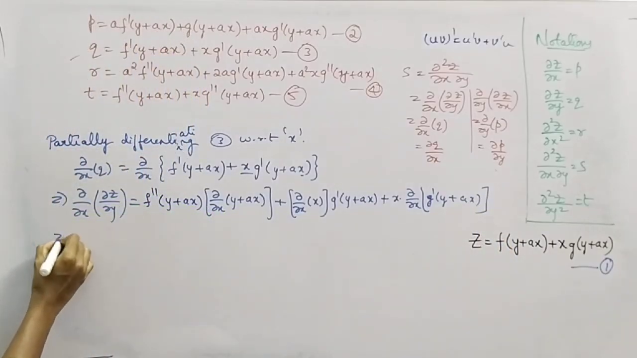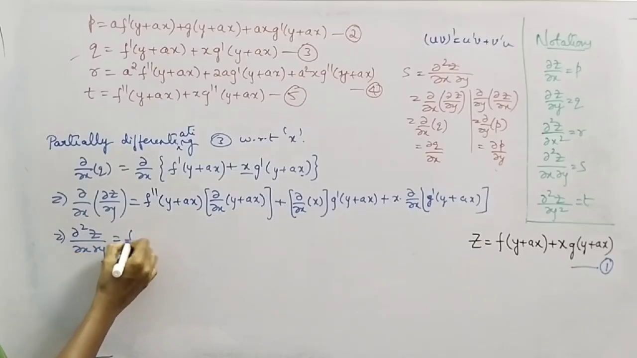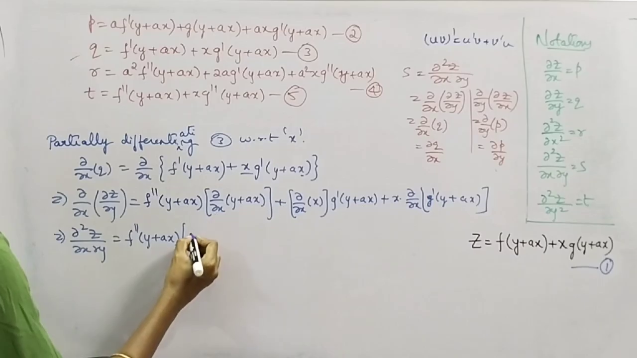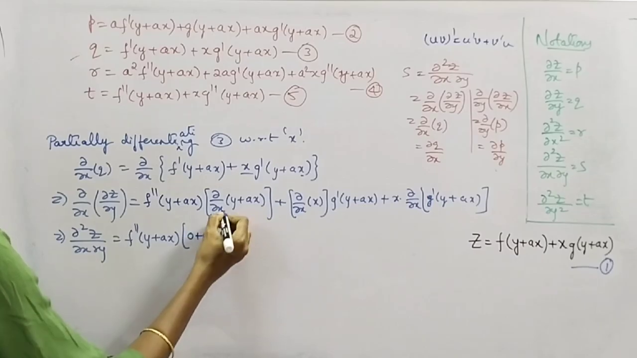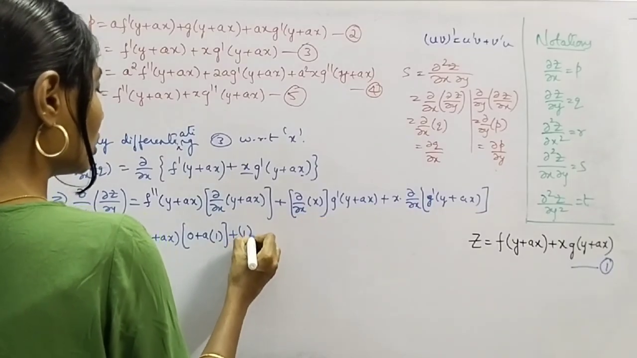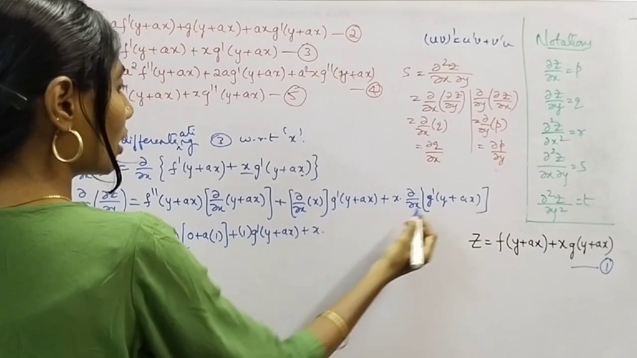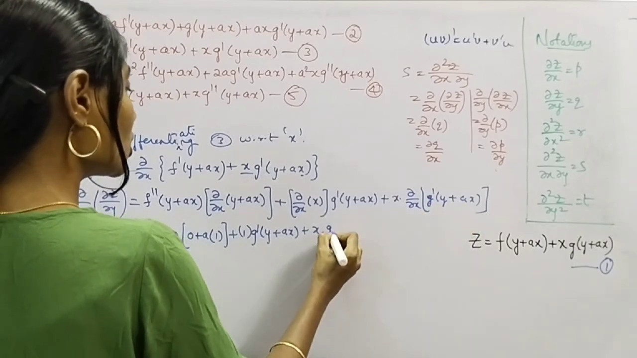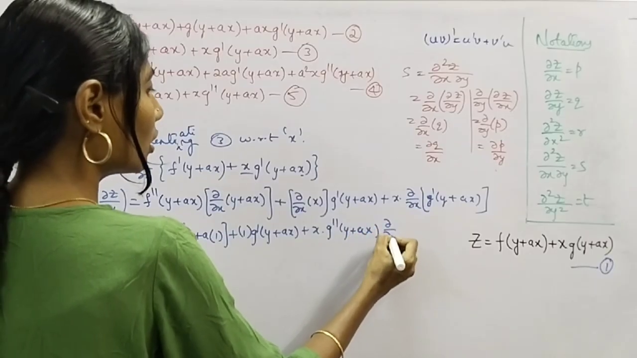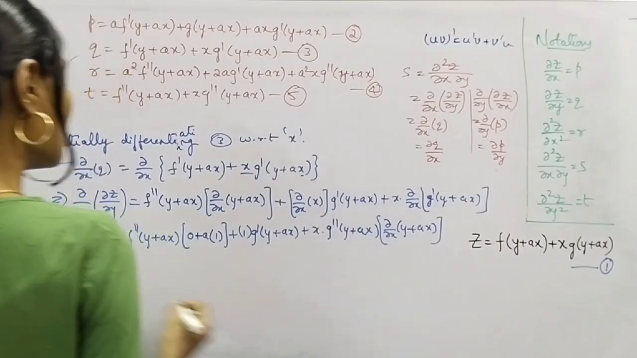Okay, this gives us ∂²z/∂x∂y equal to f double dash of (y + ax) into the partial derivative of y with respect to x, which is 0, plus a into the partial derivative of x with respect to x, which is 1, plus the partial derivative of x with respect to x, which is 1, into g dash of (y + ax), plus x into the partial derivative of g dash with respect to x, which is g double dash of (y + ax) into the inner derivative, that is ∂/∂x of (y + ax), right?